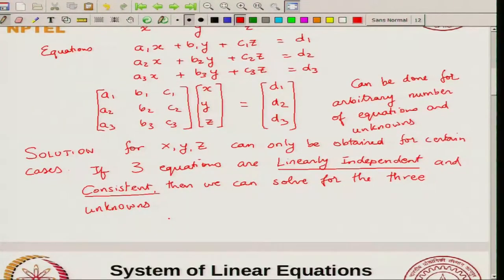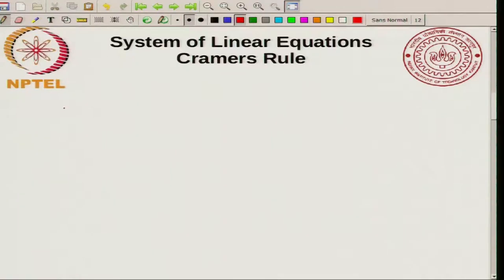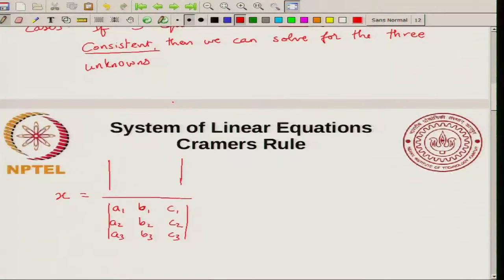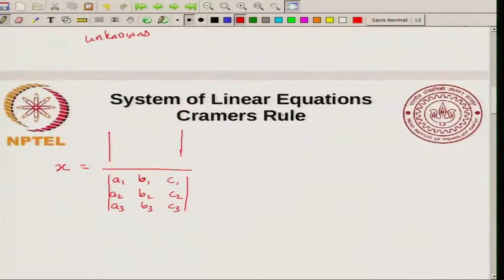So if they are linearly independent and consistent, then I can write x as a ratio of determinants. And what is that ratio of determinants? I'll write the denominator first. The denominator is a1 b1 c1, a2 b2 c2, a3 b3 c3, which is nothing but the set of these coefficients, the determinant of this matrix. Now obviously the value of x should depend on d1, d2, d3. So the numerator looks like d1 b1 c1, d2 b2 c2, d3 b3 c3.